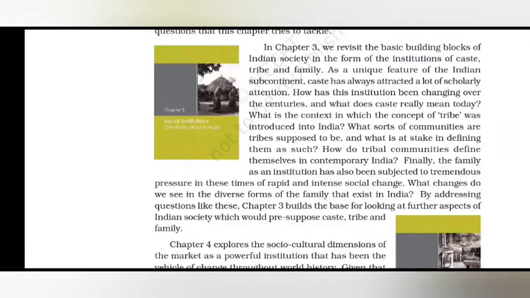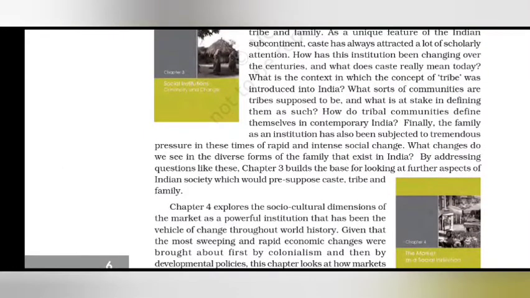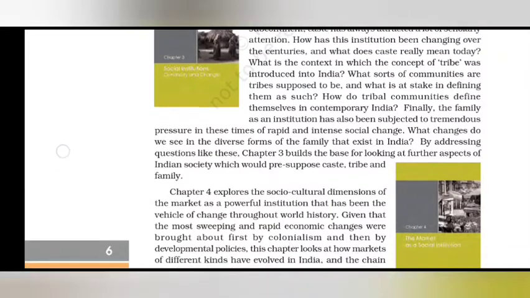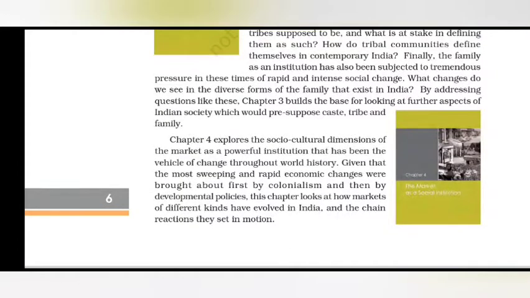In chapter 3, we revisit the basic building blocks of Indian society in the form of the institutions of caste, tribe, and family. As a unique feature of the Indian subcontinent, caste has always attracted a lot of scholarly attention. How has this institution been changing over the centuries? And what does caste really mean today? What is the context in which the concept of tribe was introduced in India? What sorts of communities are tribes supposed to be? And what is at stake in defining them as such? How do tribal communities define themselves in contemporary India?